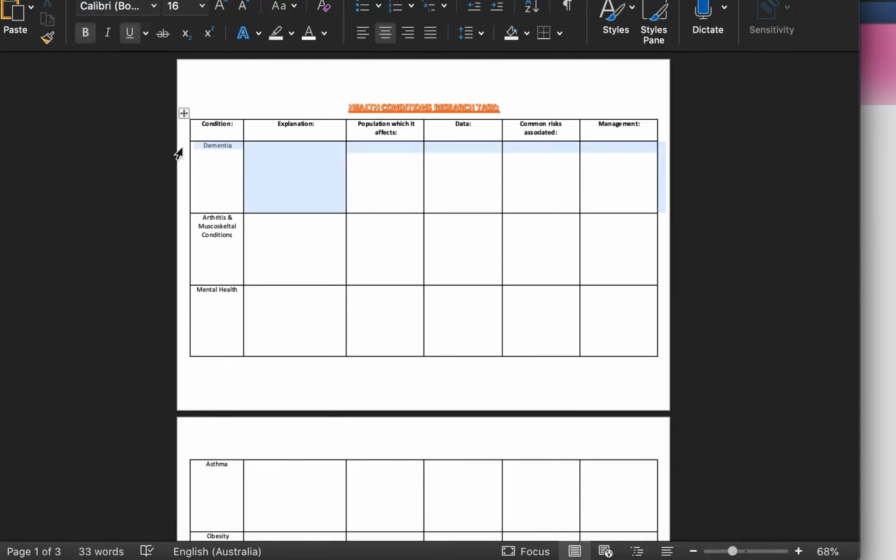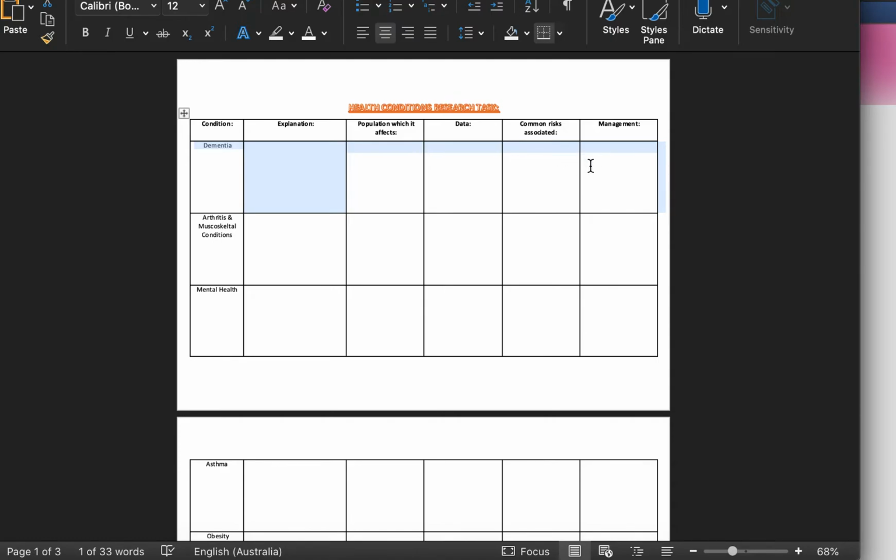You need to research dementia. Now, if you just type dementia into Google and find out what it is, that's going to help you with the explanation. But it's not going to help you with which population it affects most. What is the data telling us for Australia and for the world? And those comparisons and trends. Is Australia on the same level with the dementia as the rest of the world or not? Common risks associated with it and management within it.